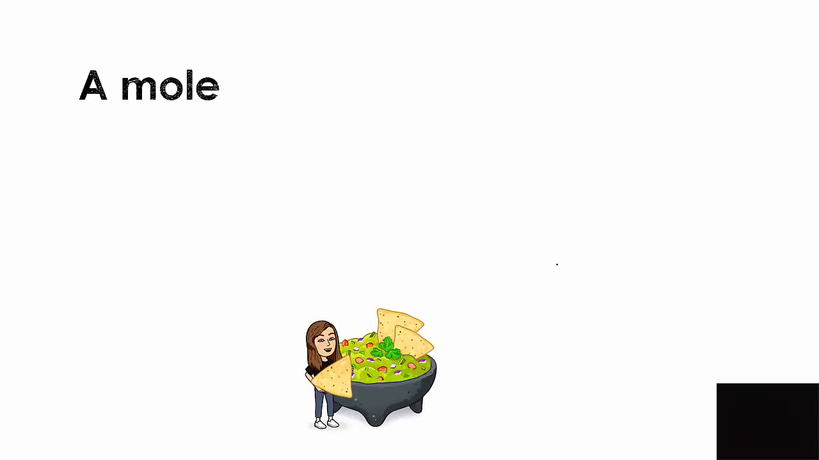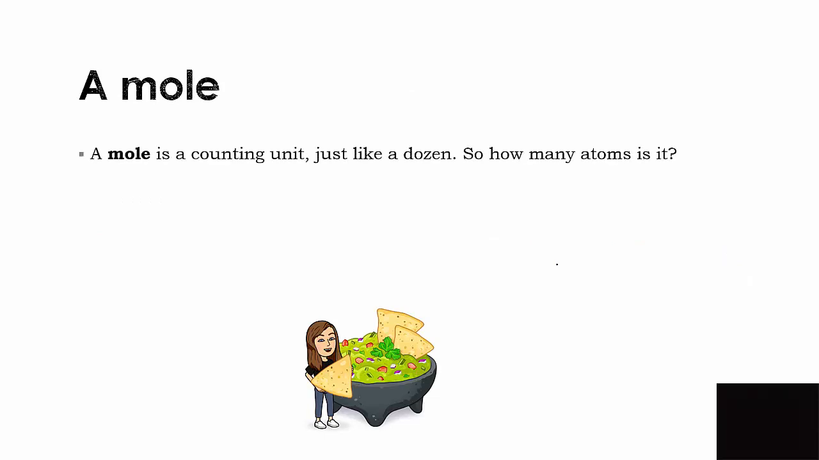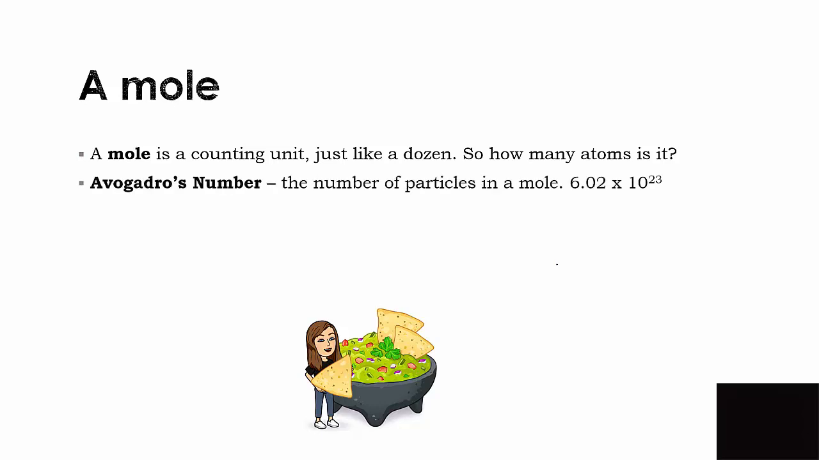And that's what a mole is. A mole is a counting unit, just like a dozen. It is a number. So here's the ultimate question. Miss Hammer, you keep saying a mole means a number. What number? How many atoms is it? Well, it's Avogadro's number. It's such an important number, we give it a name. He's the scientist that figured this out. It's the number of particles in a mole, and that magical number is 6.02 times 10 to the 23rd.